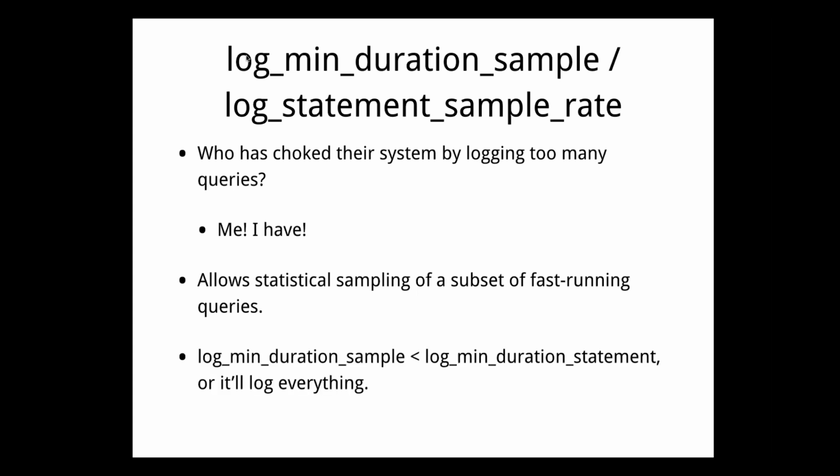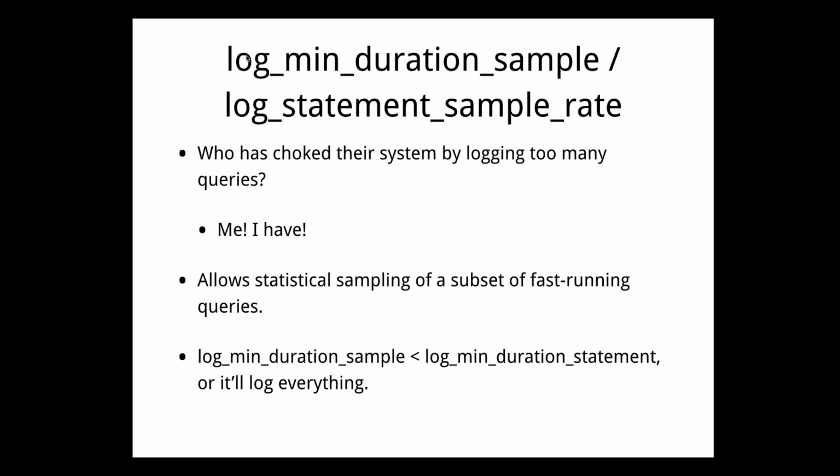And of course, you need to set it to less than log min duration statement, because log min duration statement means log everything over that time. And if you set it higher, you'll just get everything. But this can be very handy. For example, you might set min duration sample to 0, sample rate to 0.01, and log min duration statement to 250 milliseconds. And what you'll get is every statement over 250 milliseconds and 1/100th of all the others. And that can be very handy for tracking down what's going on with very high rate but short queries.